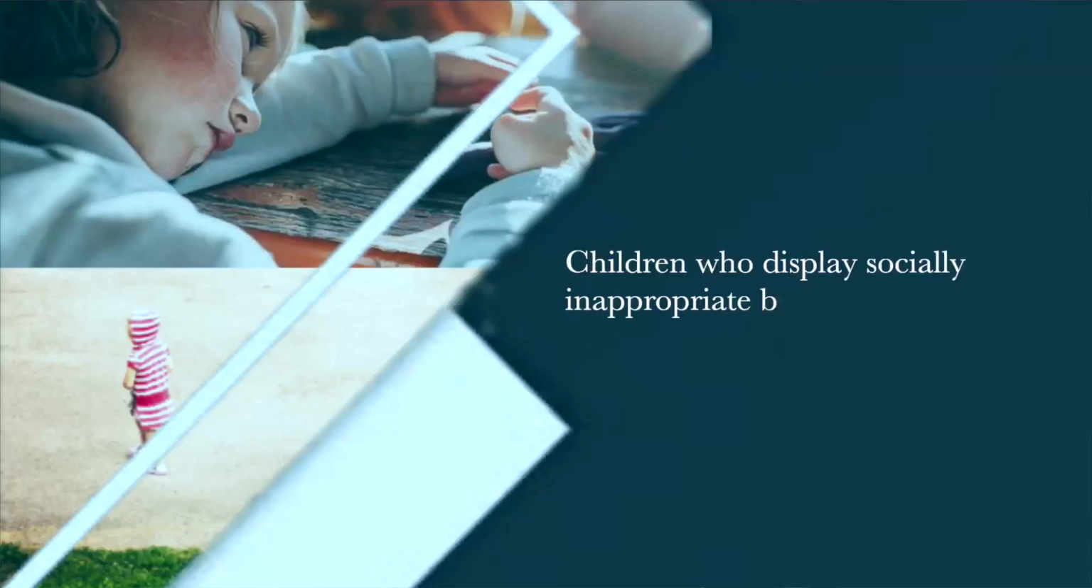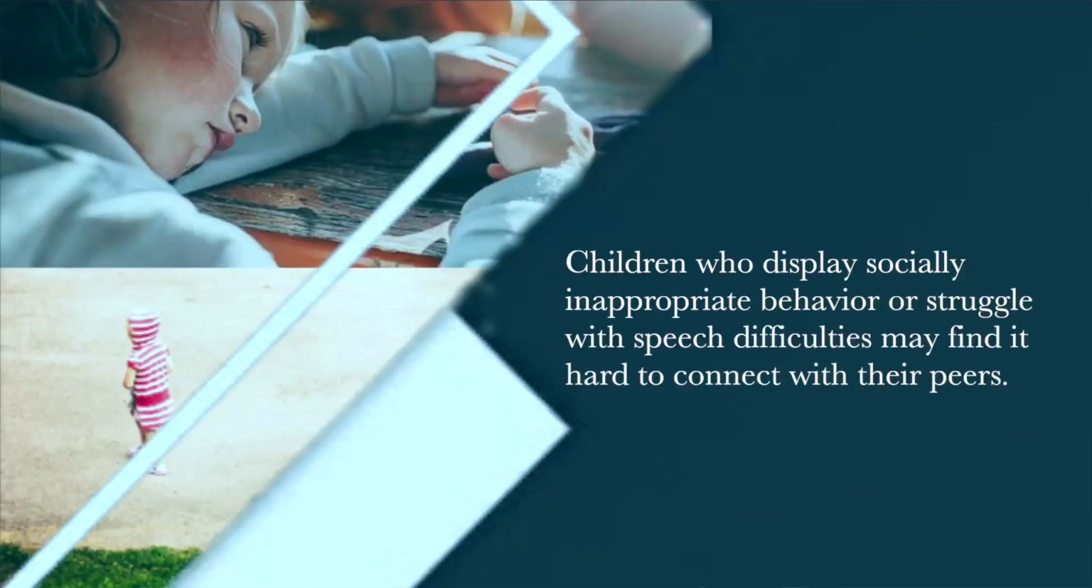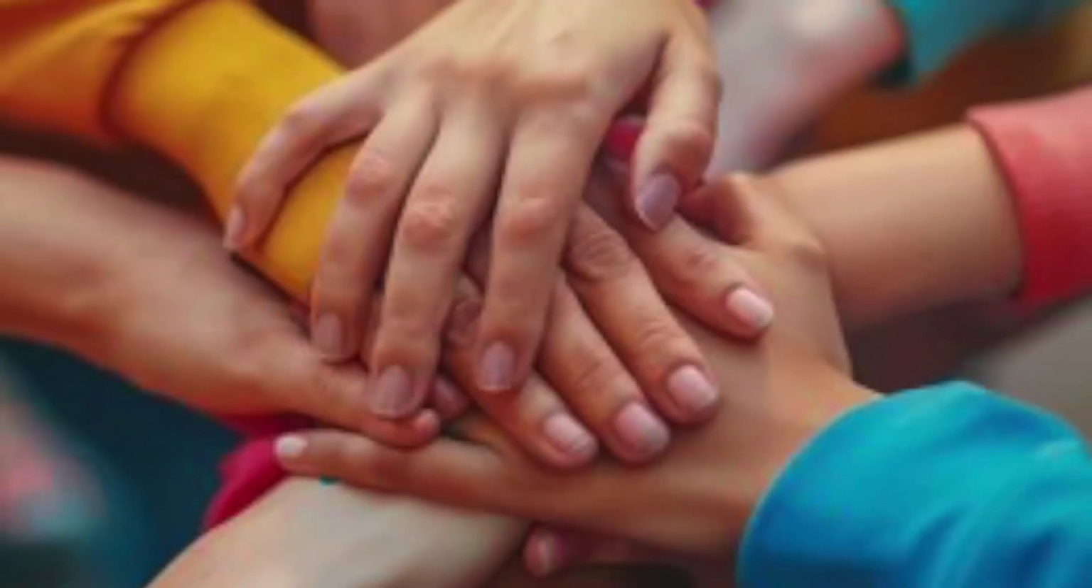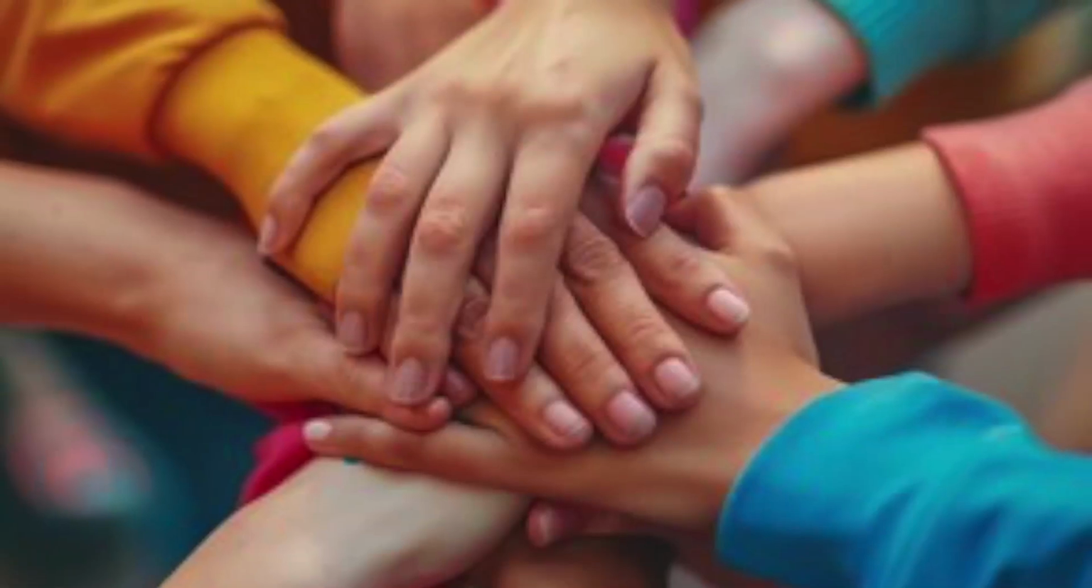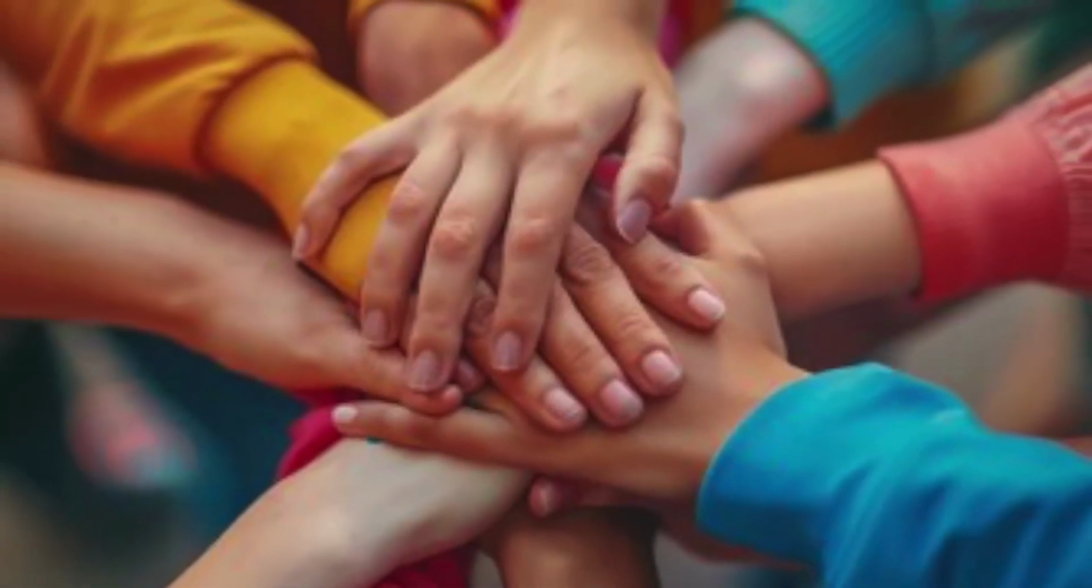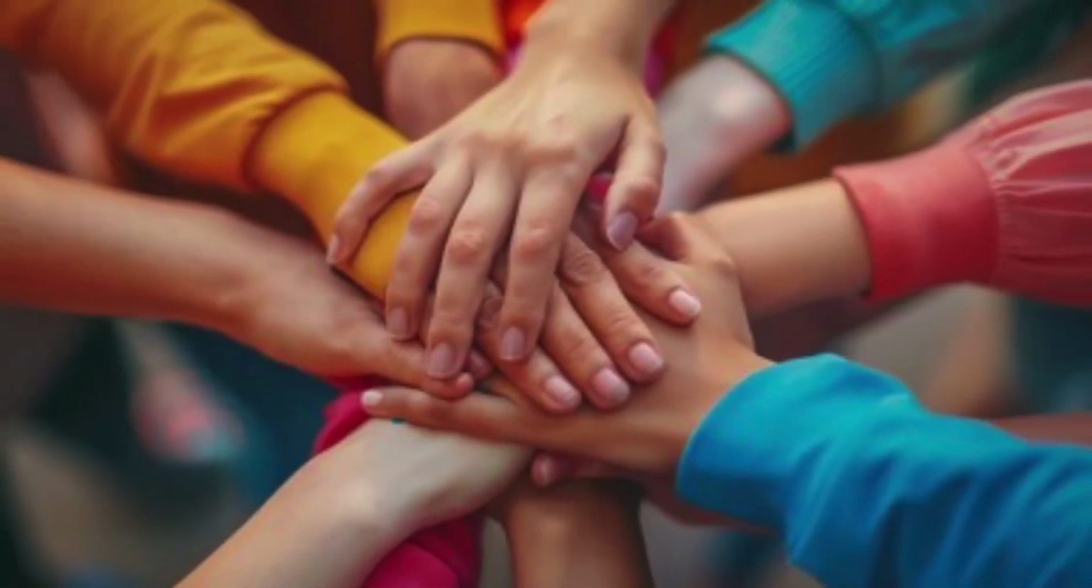First, children who display socially inappropriate behavior or struggle with speech difficulties may find it hard to connect with their peers. This can lead to social rejection and feelings of isolation. Over time, these experiences can lower their confidence and make it even harder for them to develop social skills and build relationships.